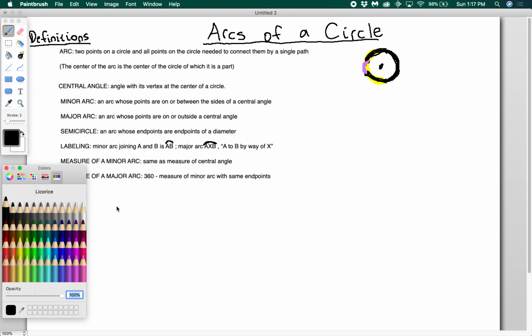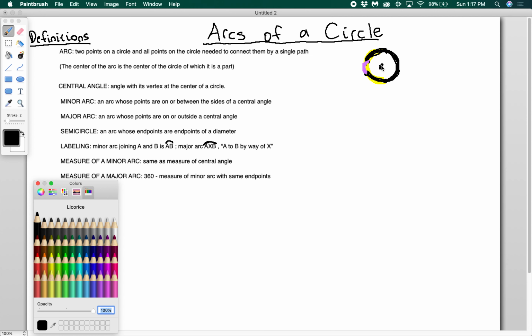Central angle, it's an angle with its vertex at the center of a circle. So if I take this and I draw like this, an angle, this is a central angle because its vertex is at the center of the circle. A minor arc is an arc whose points are on or between the sides of a central angle. So for a minor arc, I have something like this. This here would be my minor arc. Minor. And then a major arc is an arc whose points are on or outside a central angle. So then this whole thing here would be a major arc.